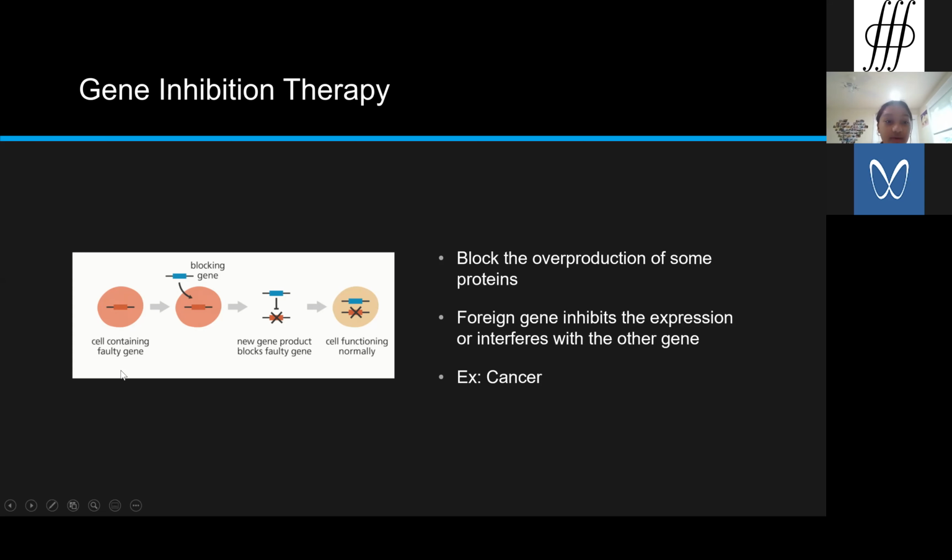So, in the image, you have a cell containing a faulty gene. And then, by introducing a blocking gene, you can block the faulty gene, and then the cell would function normally.